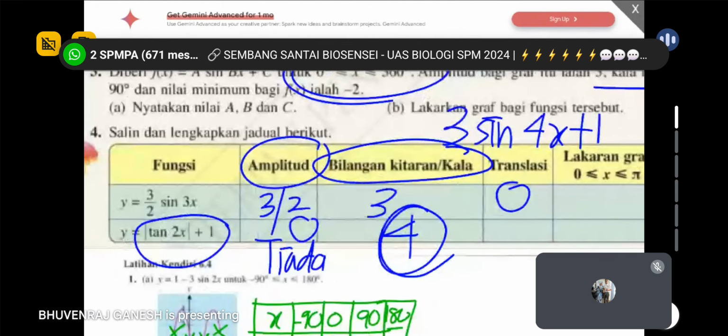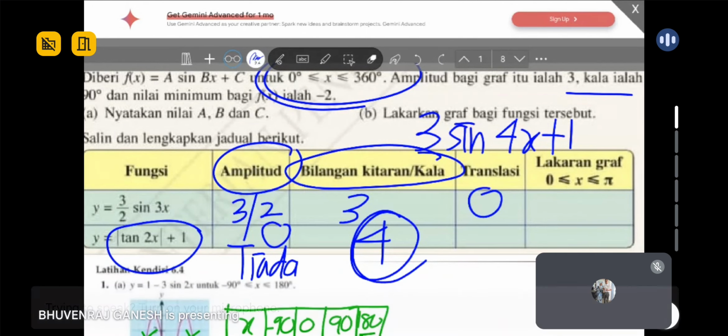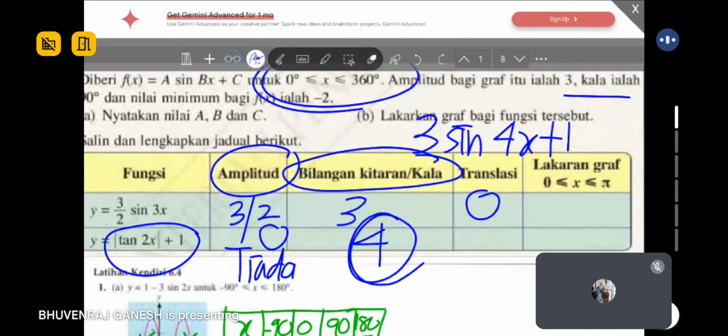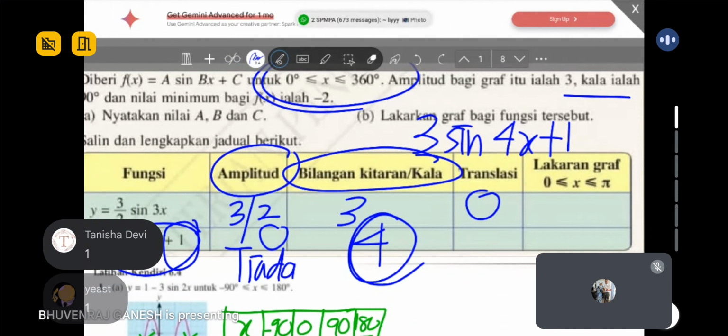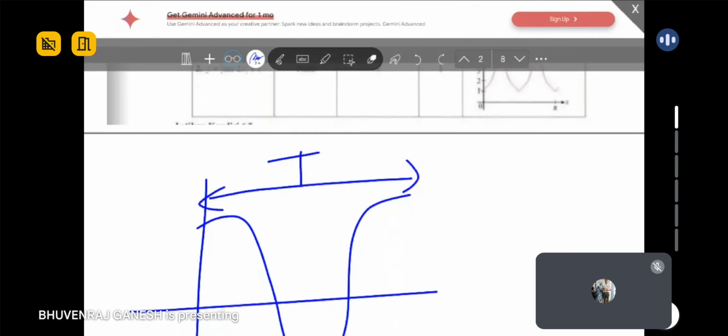So make sure you guys don't get confused for tangent, because for the tangent graph, one complete cycle is actually 180. Kamu boleh tengok buku teks juga. Alright. So translation, berapa kat sini? Translasi dia. Yes, very simple. So the answer is 1. Okay, so now you must draw these 2 graphs. Kena lukis 2 graph ni.